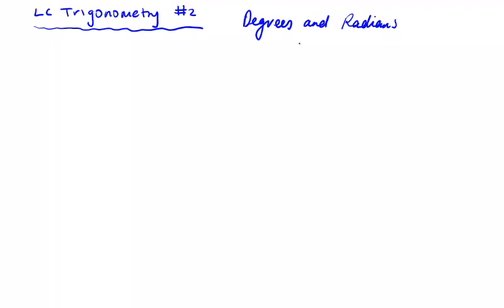In this lesson, we're going to look at degrees and radians, two ways to measure angles. Degrees is what we normally use. Radians is what we're going to introduce in this lesson. Very important when we get to calculus. So let's have a look at what a radian is.